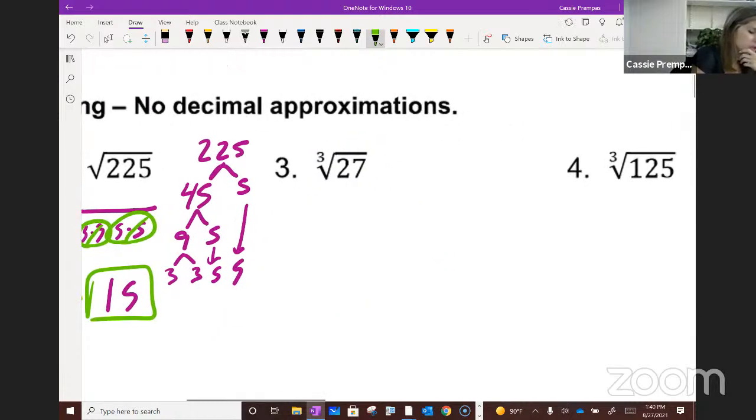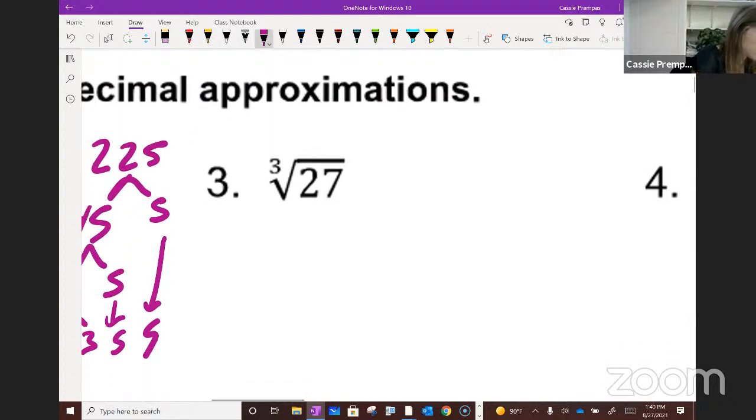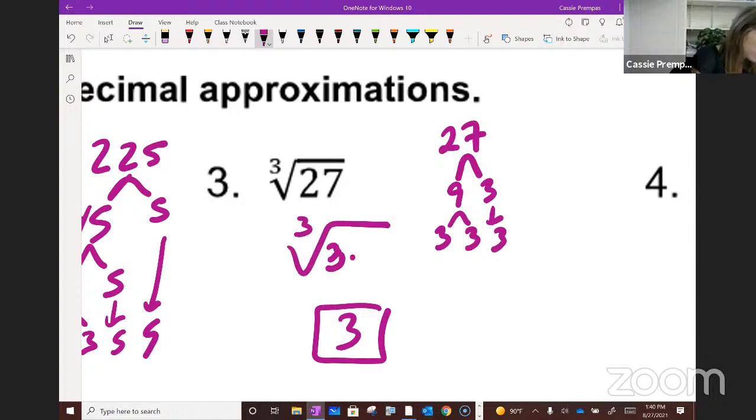Number 3, you might use method 1. Does anybody know the cubed root of 27? Jack? 3. So Jack would use method 1. He knows that 3 times 3 times 3 gives me 27. If I didn't know method 1, I would factor down 27. I know that 3 goes into 27. It's 9 times 3. 9 is 3 times 3. So 27's prime factorization is 3 times 3 times 3.